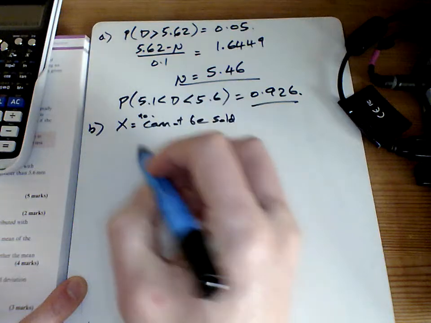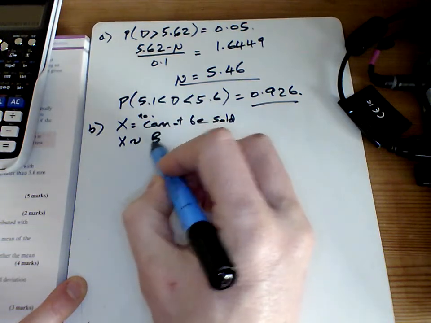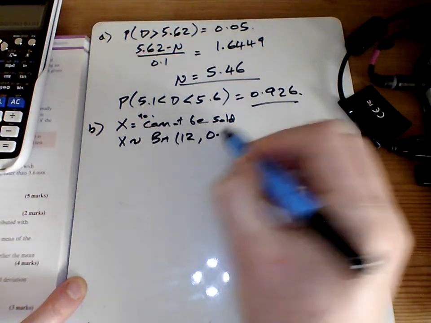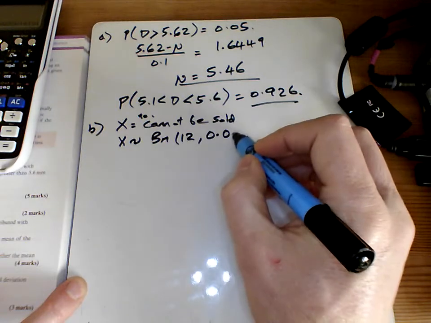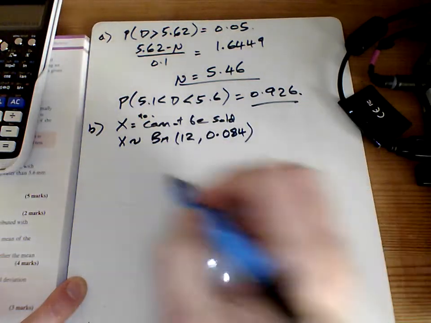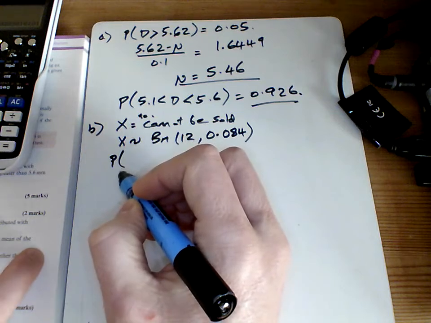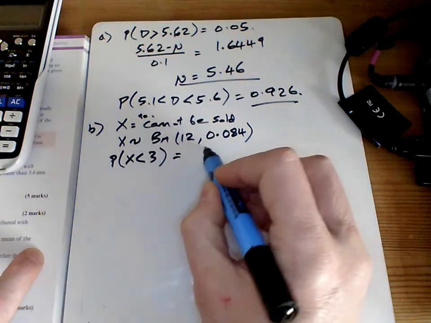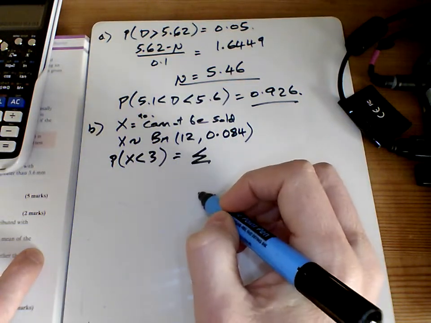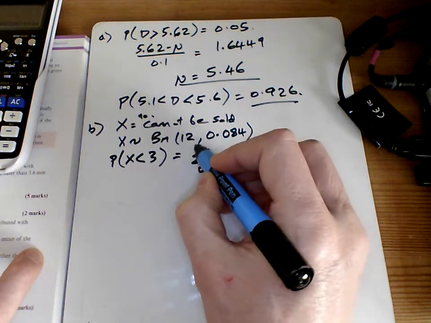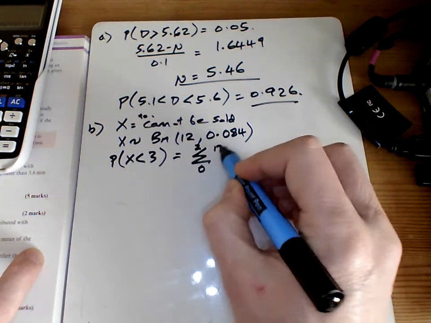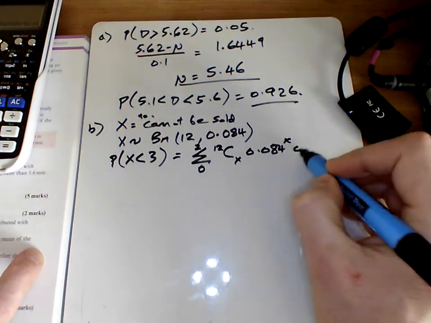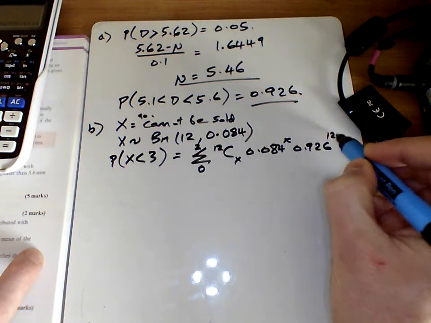So if X is the number that cannot be sold, then X is a binomial, N is 12, and the probability of not being sold is the 1 minus that one there. We want the probability that fewer than three cannot be sold. So I'll push pause in a second and tap this into the calculator. So we're doing the sum from 0 to 2, because we don't want 3, of 12 choose X, 0.084 to the X, 0.926 to the 12 take away X.